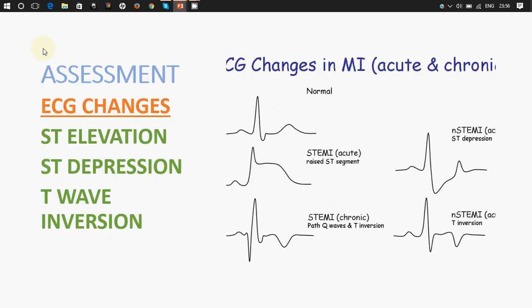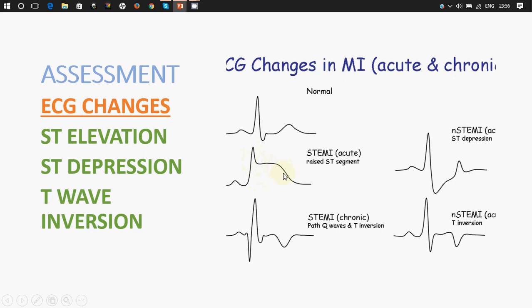Assessment: when you do an assessment, first you can do a 12-lead ECG. In the ECG you can see sometimes ST elevation, sometimes ST depression and T wave inversion. If there is ST elevation, that type of MI is called STEMI. ST elevation MI is the full form of STEMI. So normally this is your normal ECG, but when you have MI and you check the ECG, you can see ST elevation.